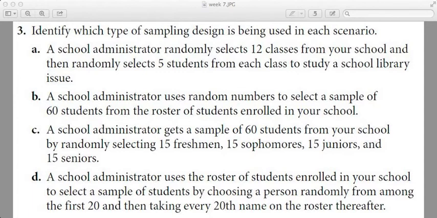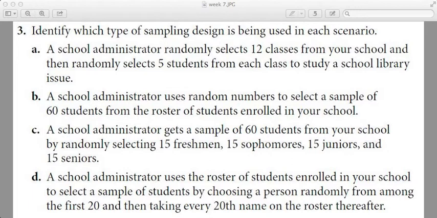3B says a school administrator uses random numbers to select a sample of 60 students from the roster of students enrolled in your school. So that's just a simple random sample. He took the population, all the students enrolled in the school, and selected a random sample of 60 students.